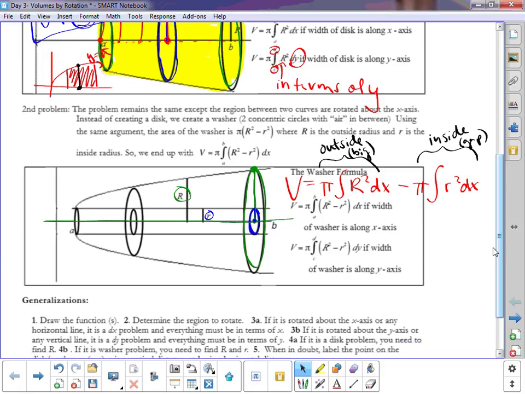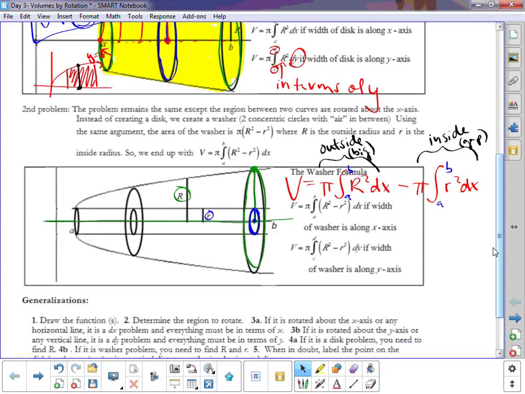Any questions with this before we move into actually doing it? Sorry, in the first one that they give us, they have bounds, but you didn't draw bounds. It does not matter, it's going to be the same bounds, because our outside radius and our inside radius will have the same bounds. So we'll just say A to B.